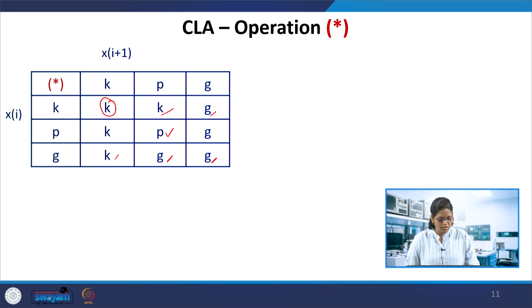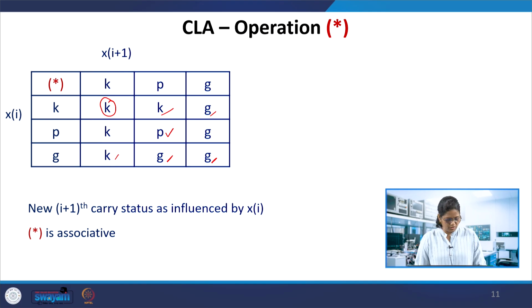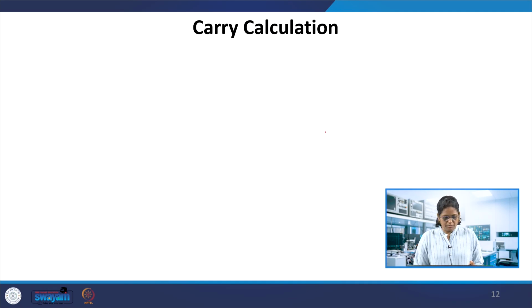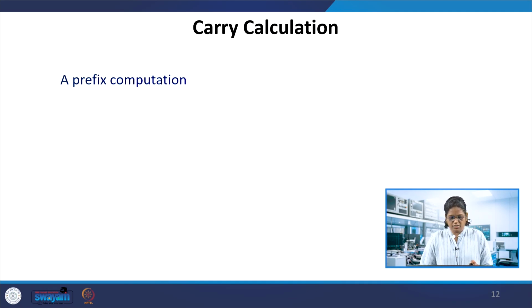This table would help the CLA operation, which is associative. The i plus 1 carry status is influenced by the ith one, which is associative. So we can consider this like a prefix sum, for whichever stage yi you want to compute: x0, x1, x2 up to the ith stage is associative. The asterisk implies that this is the prefix carry computation. So the initial stage, we take this as k.